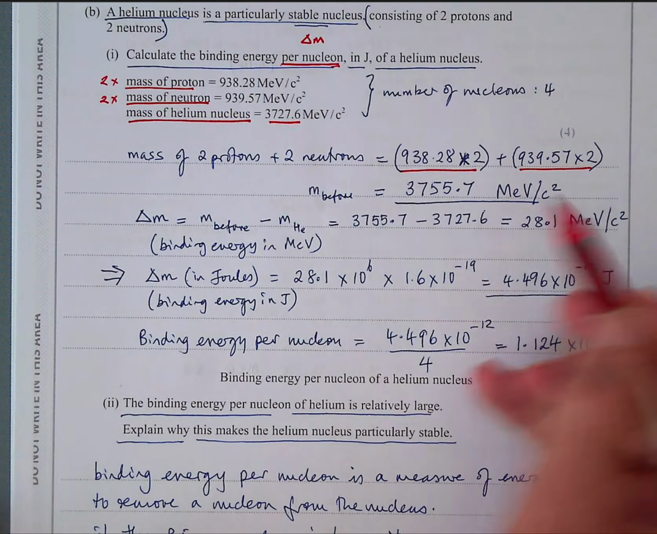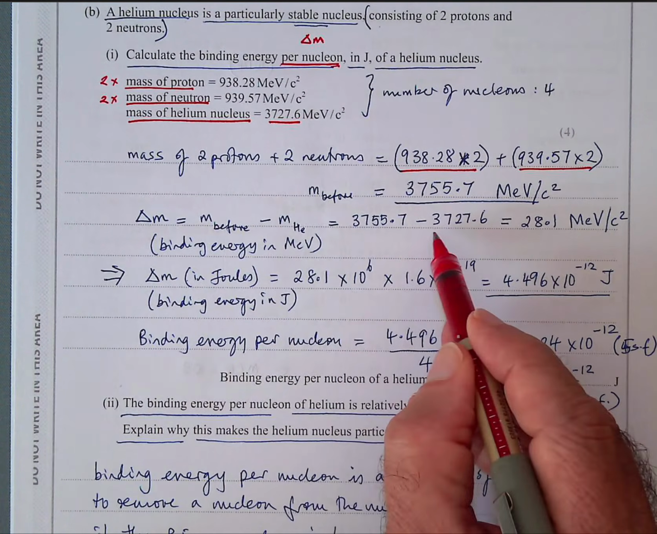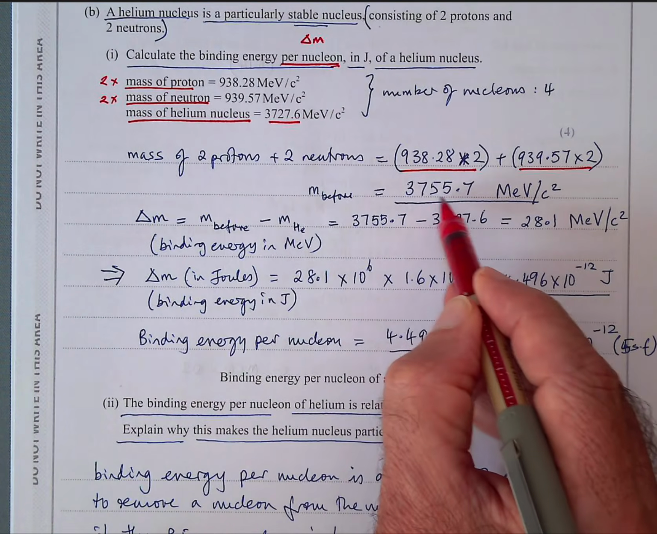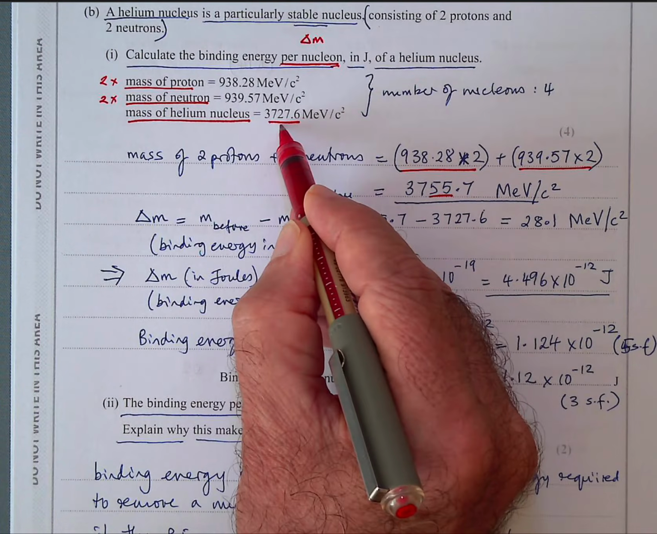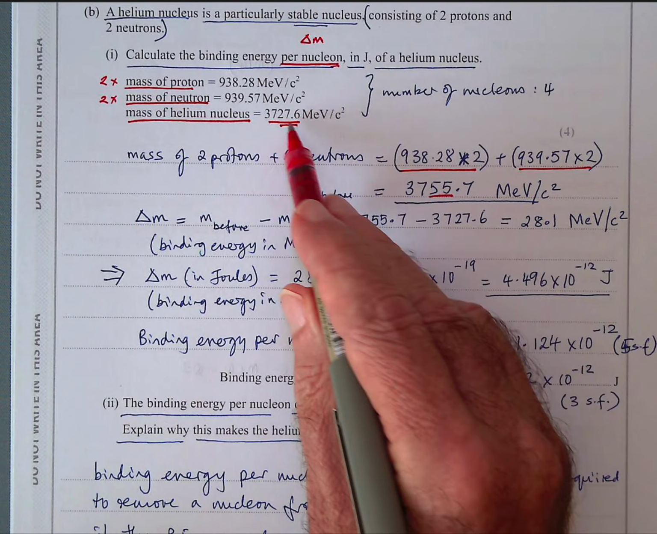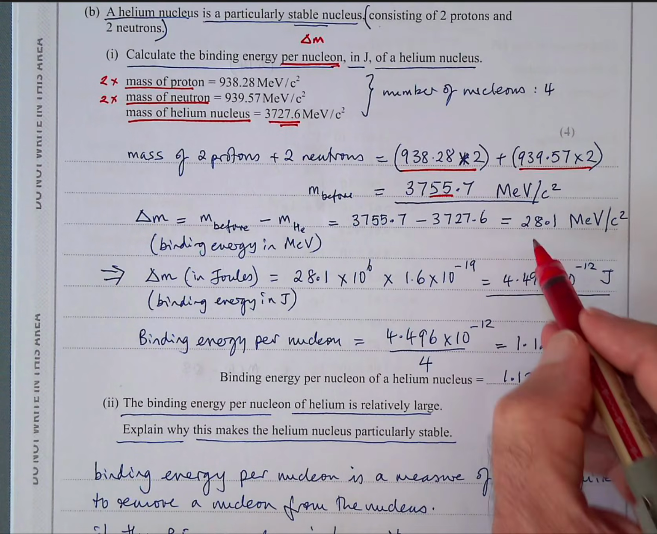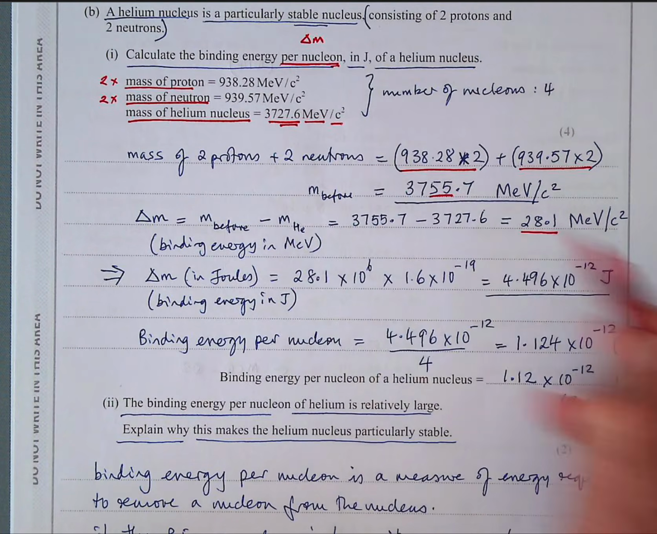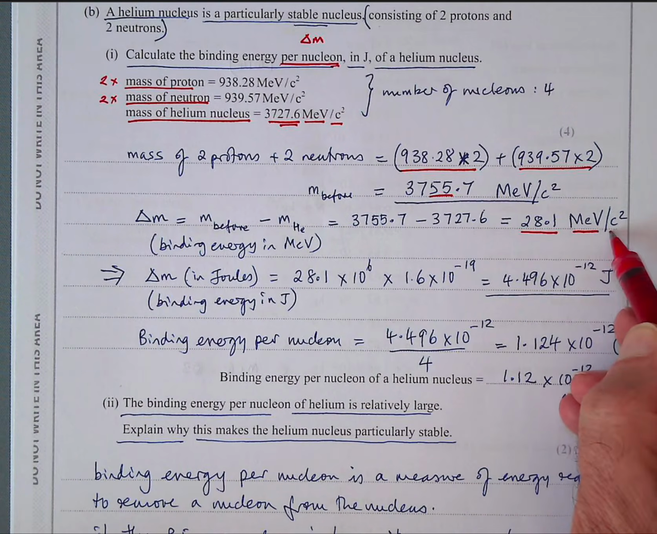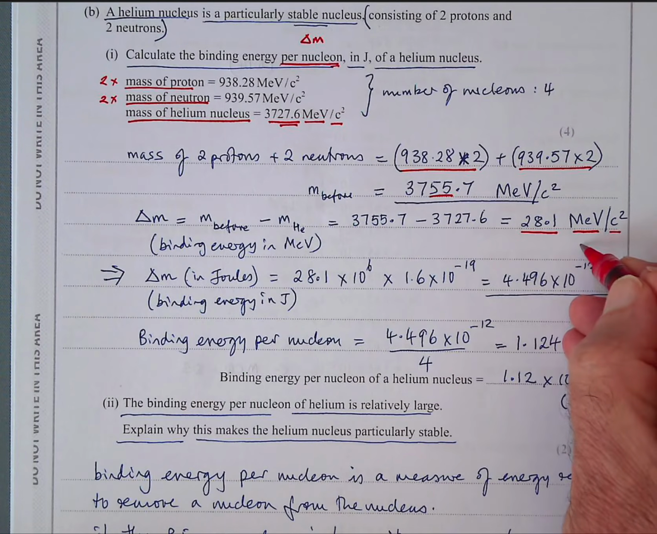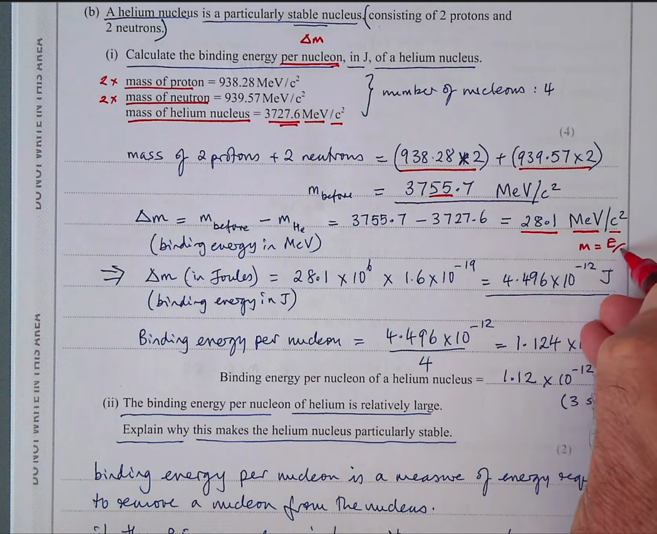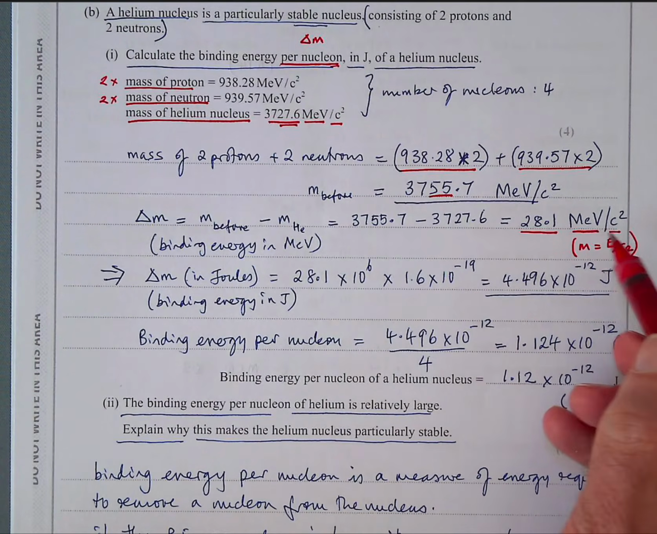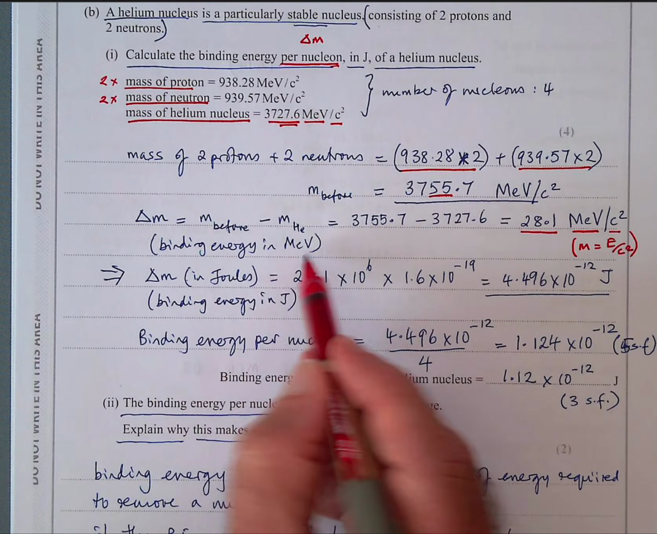Okay, so that's the mass before. The mass after is 3726. So the mass before is higher. Yeah, it's 55 to 27, the last 3 digits. So the mass change is 28.1 mega electron volts. Yeah, and they put the c squared there because we're talking about mass. And remember, mass is energy over c squared. So it's only to show that we're dealing with mass. The value is the same, mega electron volts. So the binding energy is that.